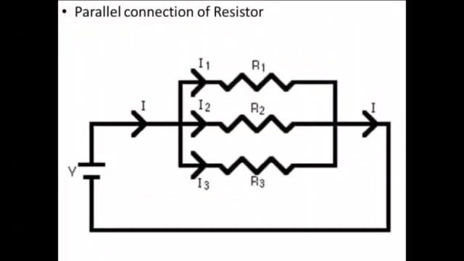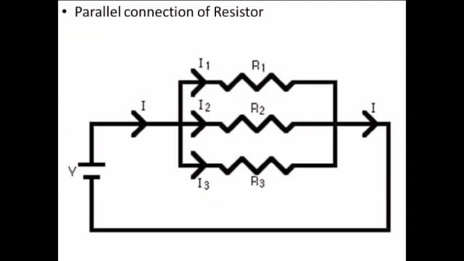Next topic is parallel connection of resistors. When more than one resistance are connected across 2 points in the circuit such that more than one path is available for the current to flow and the voltage drops across the two ends of each resistor are the same, then the resistors are said to be connected in parallel between these 2 points.